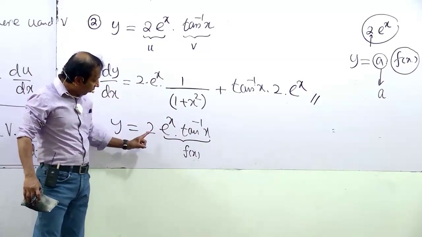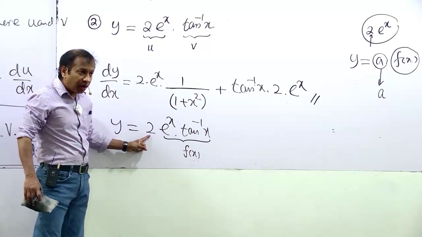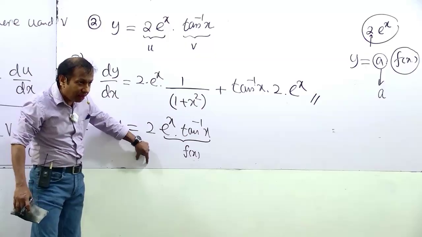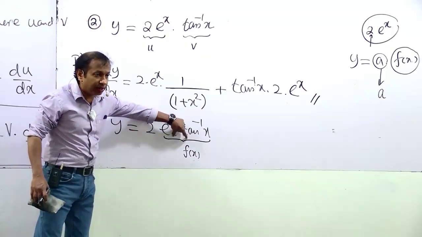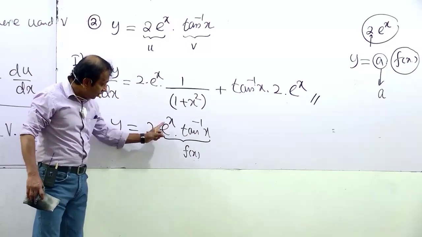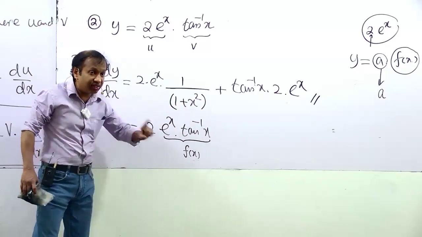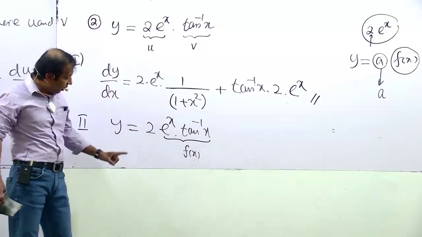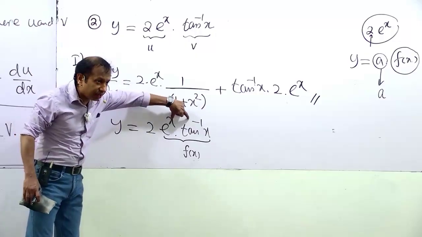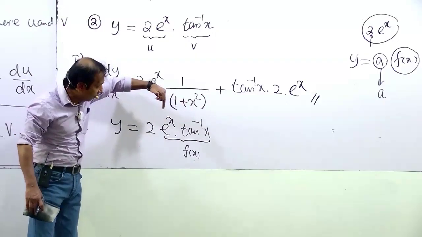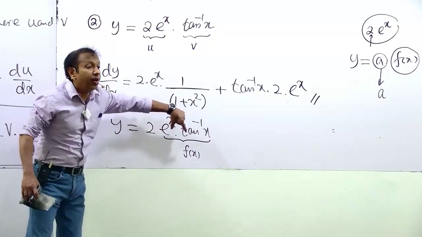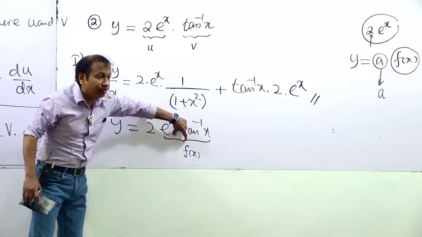A function and constant when you multiply, how to differentiate? The constant we have to keep as the same and that should be multiplied by the derivative of the function. That way we can now think. e^x into tan inverse x product I consider as single function f(x). Now what do you have? Constant multiplied by single function now. When the function is multiplied by a constant, how to differentiate? Keep the constant as the same and now multiply that by the derivative of the function.